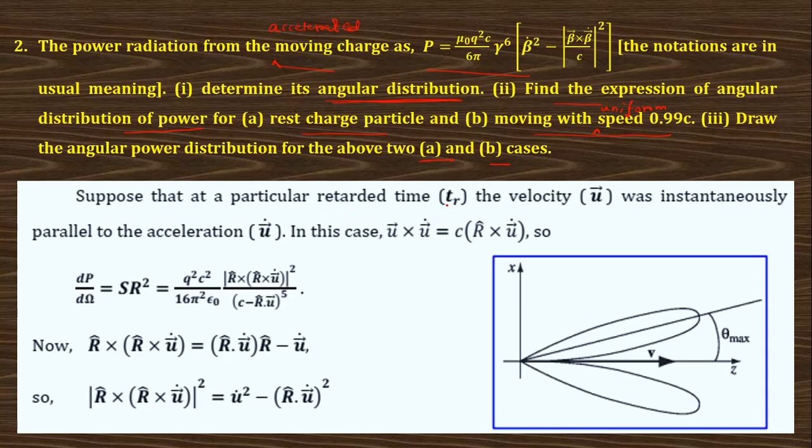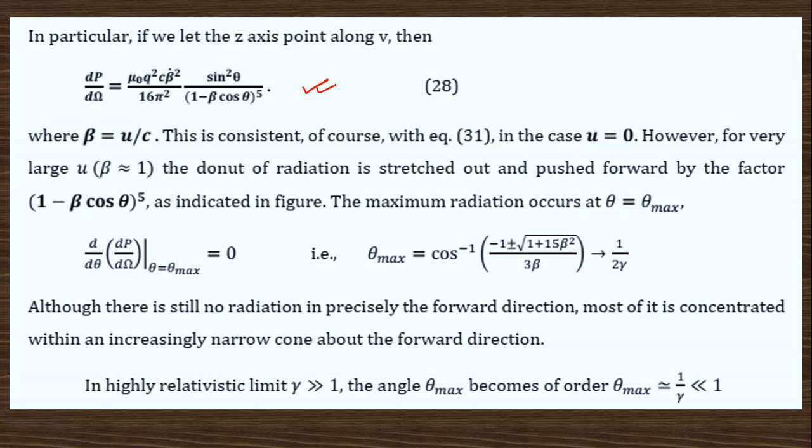So we take the retarded time with velocity u. Since beta is u by c, u is nothing but beta times c. So u dot, if we cross u cross u dot, you get this type of expression, and dP by d omega, where d omega is the solid angle, is this times R squared. The corresponding expression becomes like that. If you calculate these two terms, finally you get the expression like that.